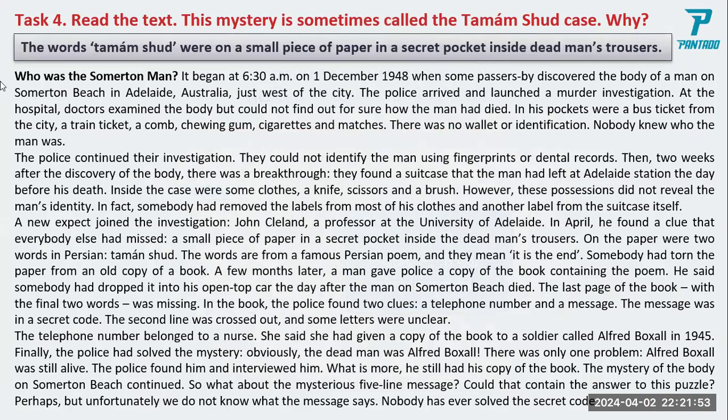So reread the text, Lynn. This mystery is sometimes called the Tamam Shud case. Why? The words Tamam Shud were written on a small piece of paper in a secret pocket inside the dead man's trousers.